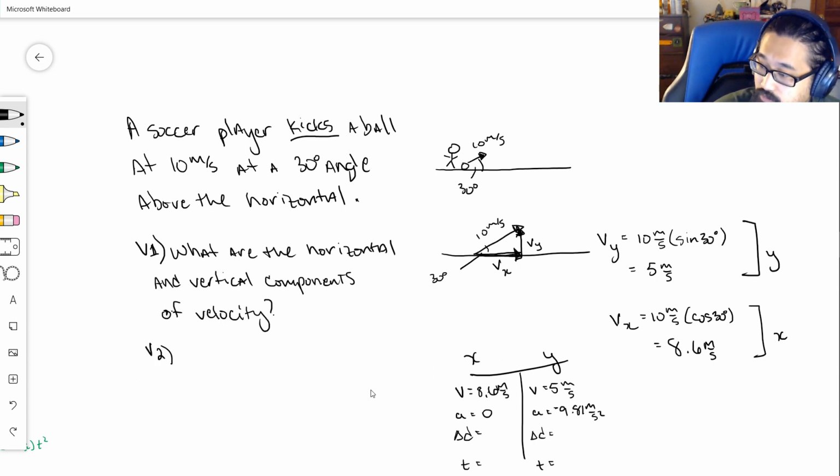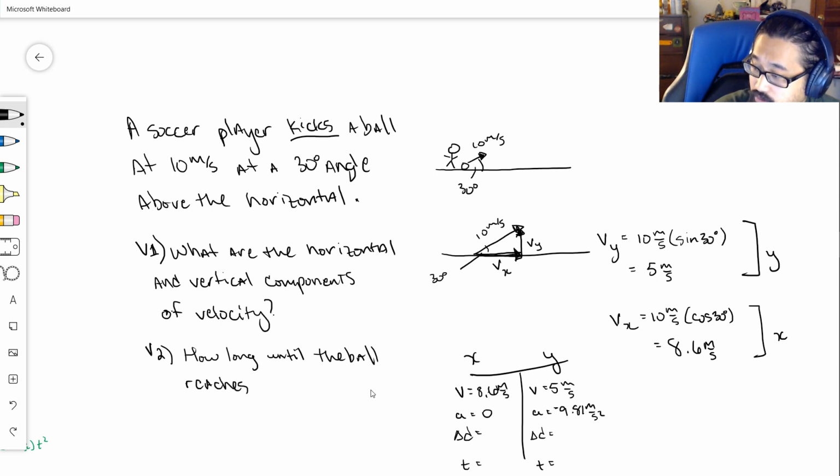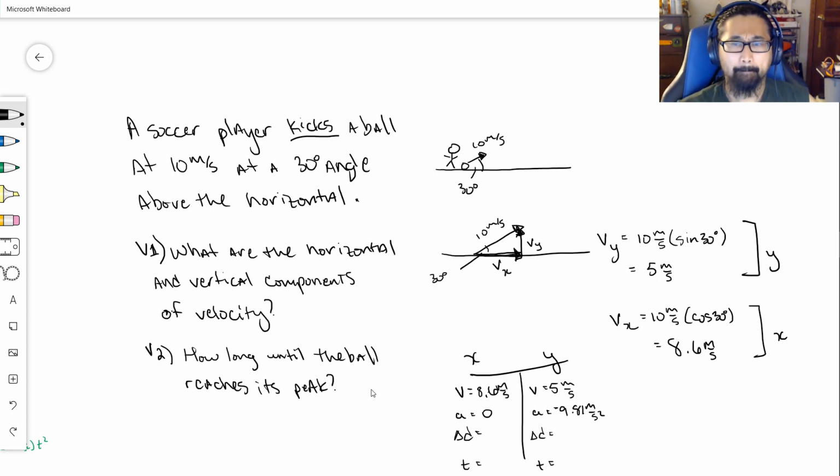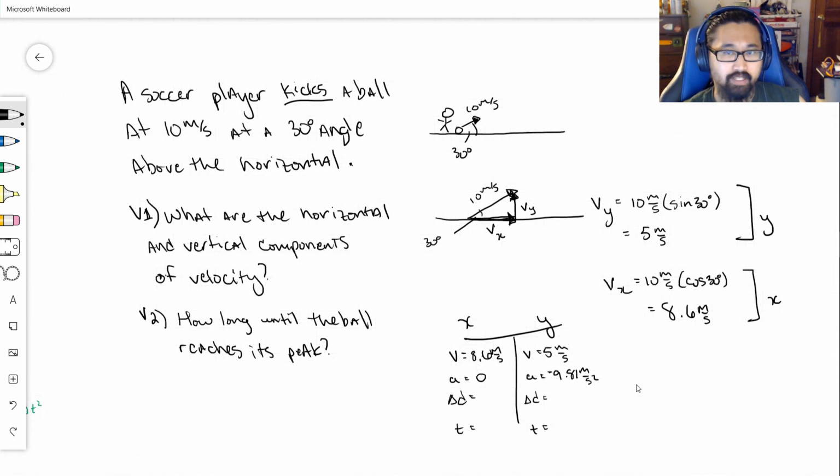Version two. How long until the ball reaches its peak? Haven't we done this? We have this y information. We know that we're kicking it upwards at 10 meters per second. But of that 10 meters per second, not all of it is pointing up. A lot of that is pointing over. And that's what we did here.